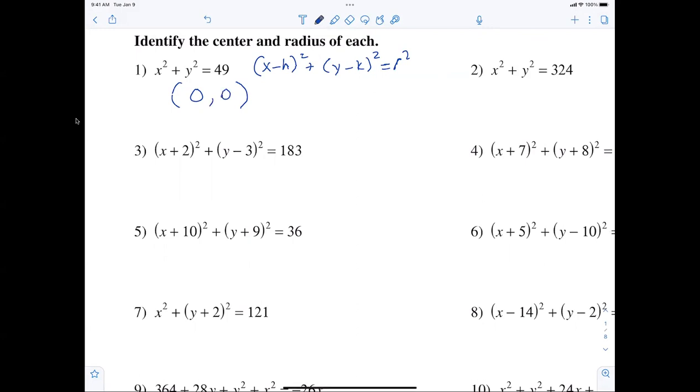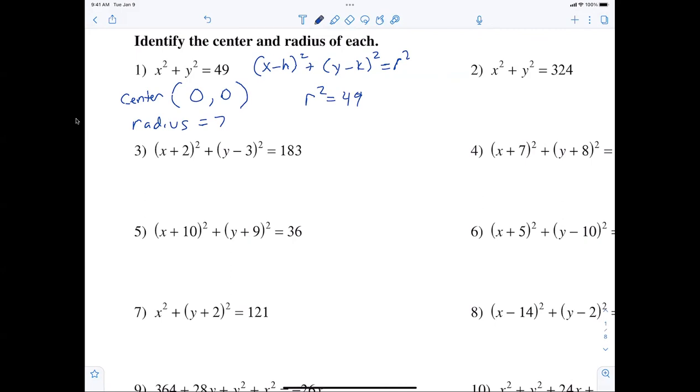So the center is (0, 0). And what's the radius? 7. The radius is in fact 7. Why do we say it's 7? Because r² equals 49. Really and truly that easy.